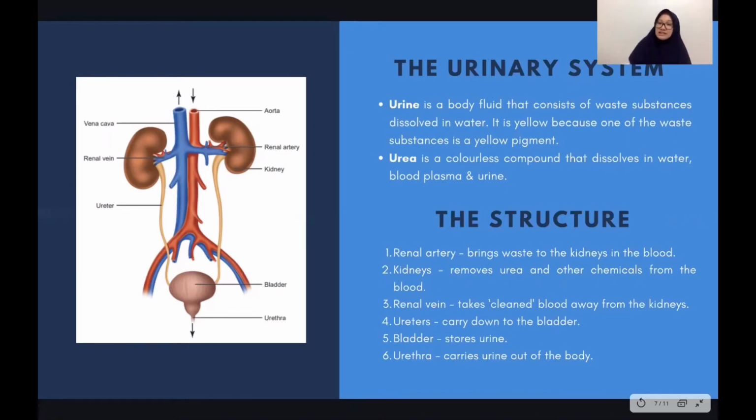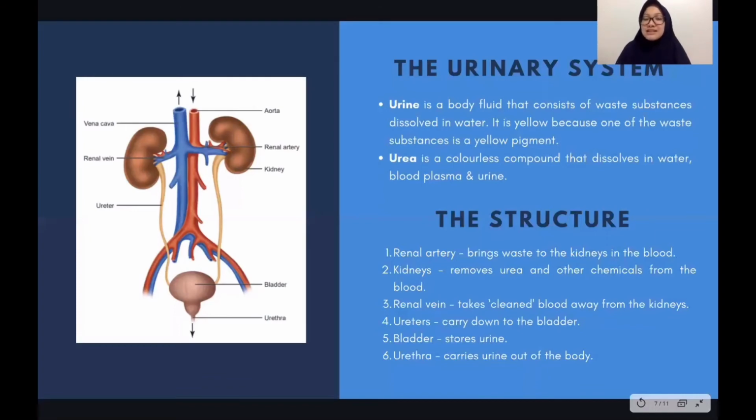So here are the structures. The structure consists of the renal artery, the kidneys, renal vein, and ureters, bladder, and urethra. So the renal artery brings waste to the kidney in the blood, and then in the kidneys the urea and the other chemicals will be removed from the blood.